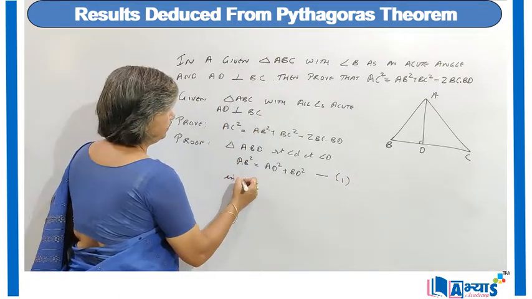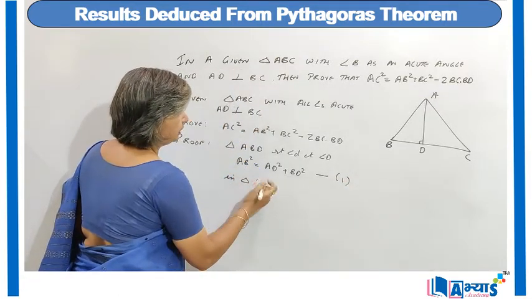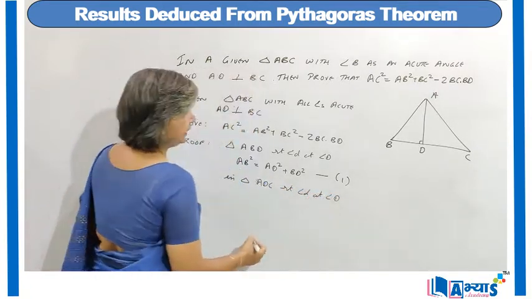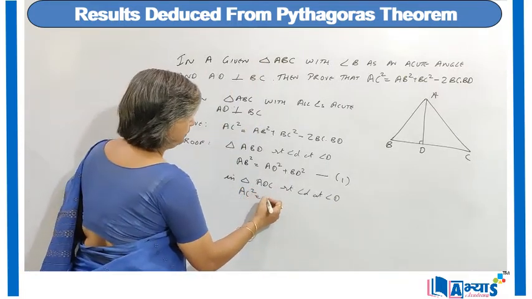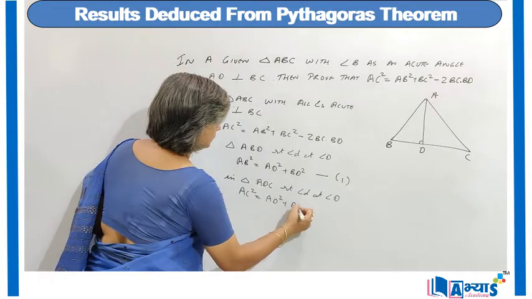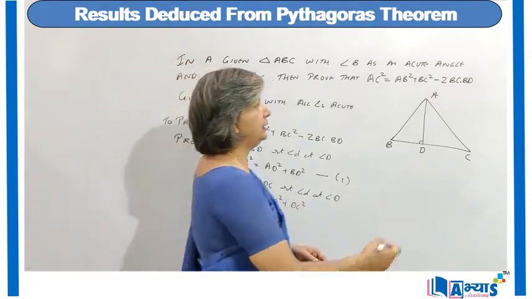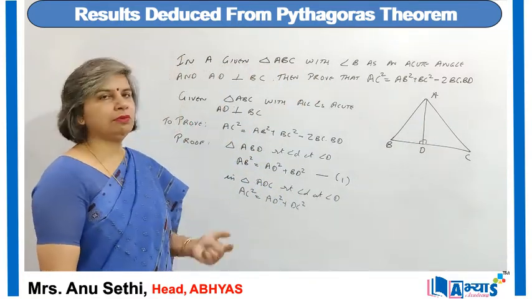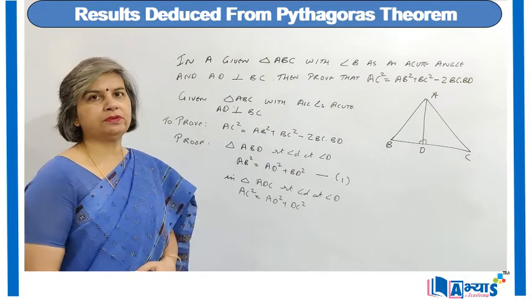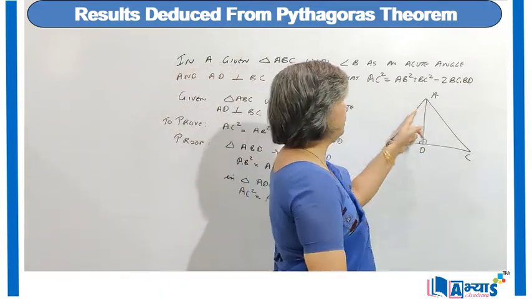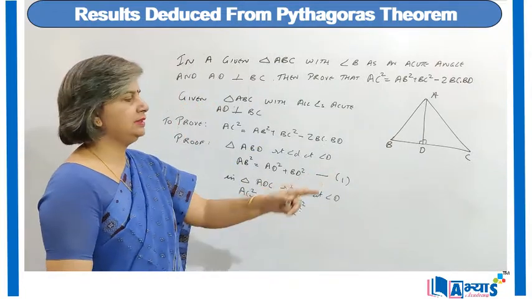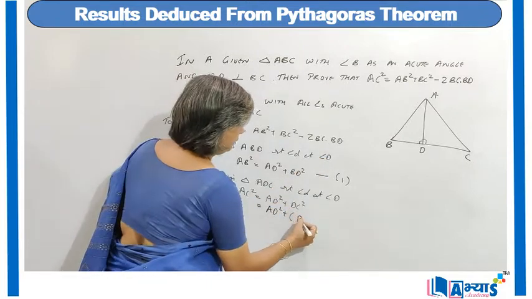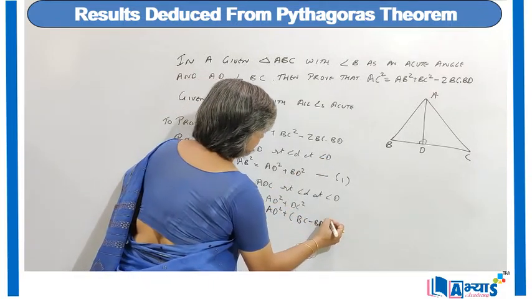Now in triangle ADC, again right angled at angle D, we can say that AC square is equal to AD square plus DC square. Again, as angle D is 90 degrees, the hypotenuse will be AC, and according to the Pythagoras theorem, the square of the hypotenuse is equal to the sum of the squares of the two sides. So AC square is equal to AD square plus DC square. Now DC can be written as BC minus BD, whole square.